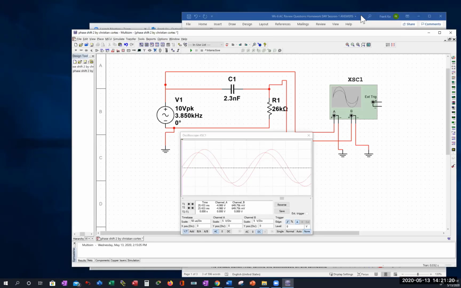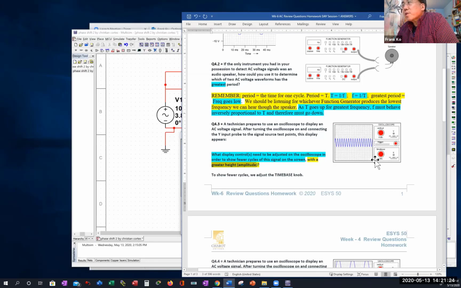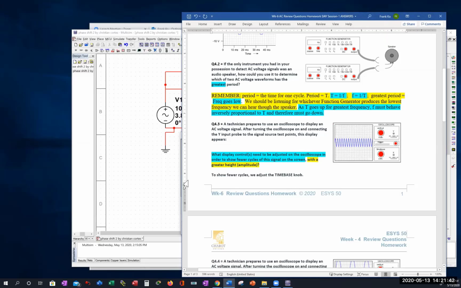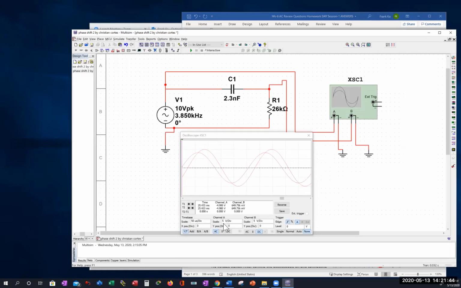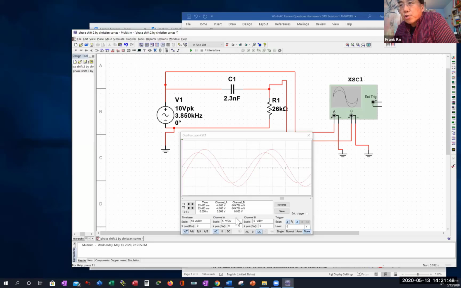You would adjust higher? Well, there's nothing that says higher on here. So you have vertical, you have time base, and you have trigger. So which one of these are we going to do? You want to show something that's higher. So what control do you use in order to make this higher? I would say the vertical. Mm-hmm.